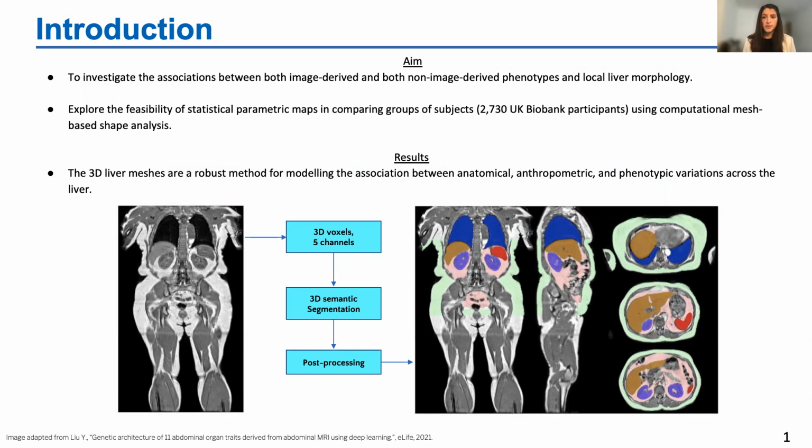Here, we made use of the liver segmentation recently published in the AJL journal, derived from Dixon MRI from 2,730 UK Biobank participants to create 3D liver meshes. Our main aim is to investigate the associations between both image-derived and non-image-derived phenotypes and local liver morphology, as well as to explore the feasibility of statistical parametric maps in comparing groups of subjects using computational mesh-based shape analysis. We showed that 3D liver meshes are a robust method for modeling the association between anatomical, anthropometric, and phenotypic variation across the liver.